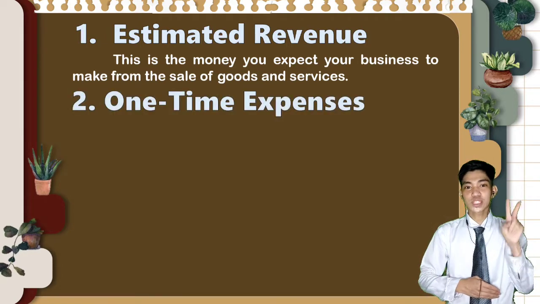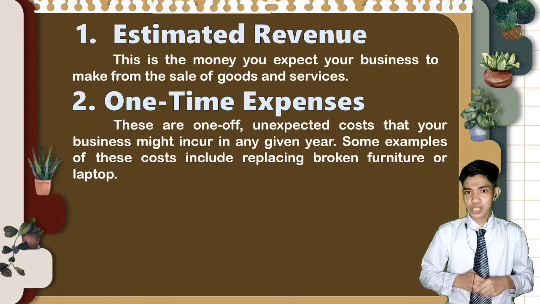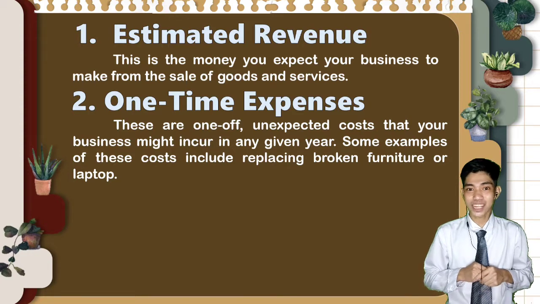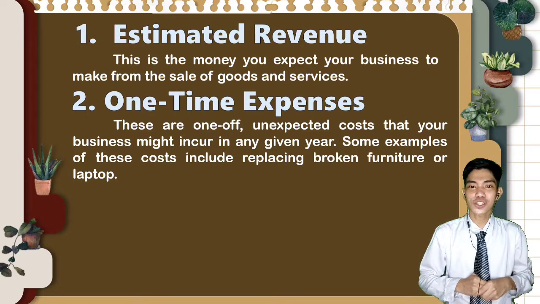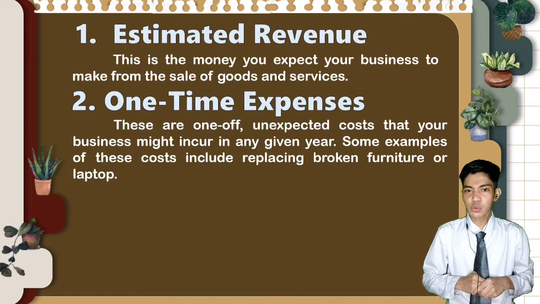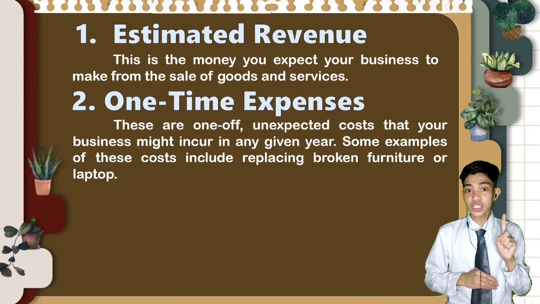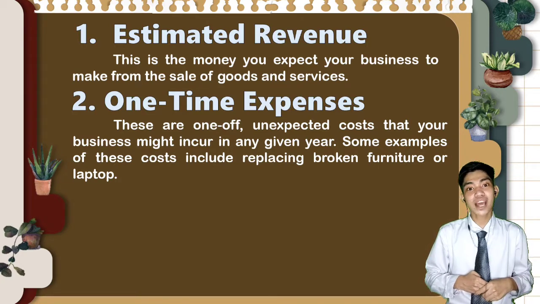Then the second one is one-time expenses. These are the unexpected costs that can happen in your business within a year. Common examples are the total cost of repairing damaged furniture or equipment, or even the total cost of the laptop or any equipment you bought for your business. Since it is difficult to predict these expenses, there is no certain way to estimate them, but it is wise to set aside some cash for this category to stay prepared.